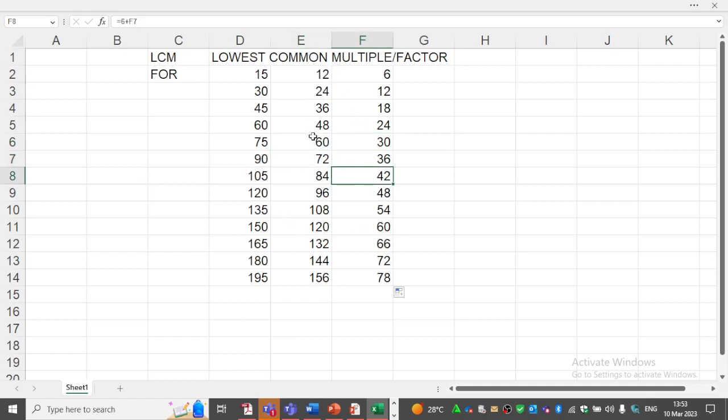on both of these multiples of the numbers. Once you go down, you notice that 60 is the first number that repeats on both of them. So 60 is the lowest common multiple, meaning that if you say 60 divided by 15, it will give you a whole number. If you say 60 divided by 12, it will still give you a whole number. If you say 60 divided by 6, it will still give you a whole number. So 60 becomes what we call the lowest common multiple.